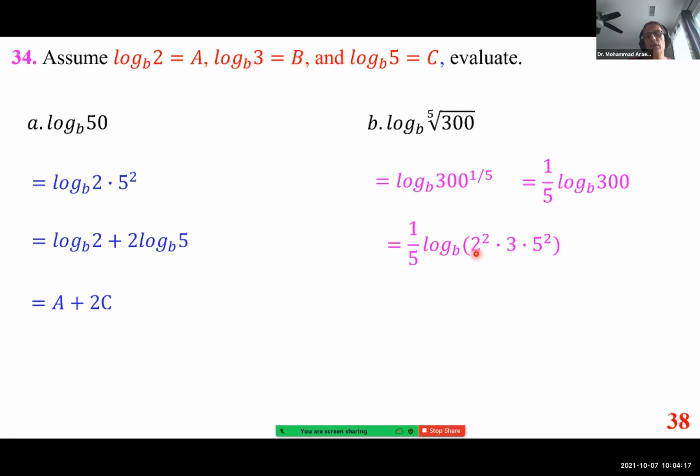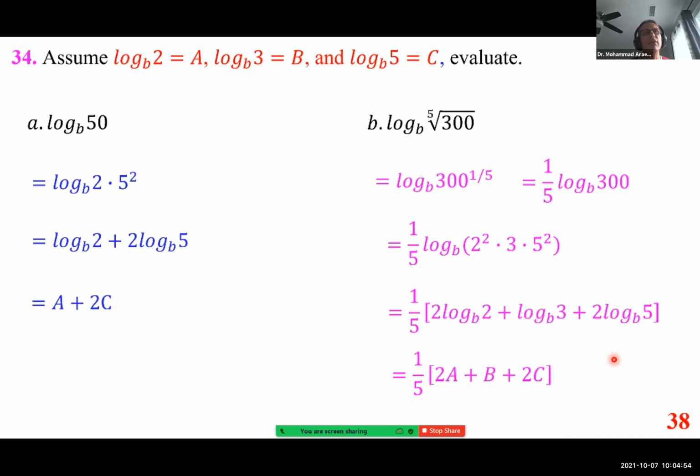So now this we will separate, becomes log of 2 squared plus log of 3 plus log of 5 squared. Log of 2 squared, 2 sits in front. By now, I'm assuming everybody's comfortable with that. So we have the 1/5. When you separate this, 2 sits in front. This one is log 3, 2 sits in front. This is what we have. So 1/5, and now log of 2, we replace it with A. So this is 2A. Log of 3, we replace it with B, and log of 5, we replace it with C. We get 2C. Bear in mind, all of them have the same base.